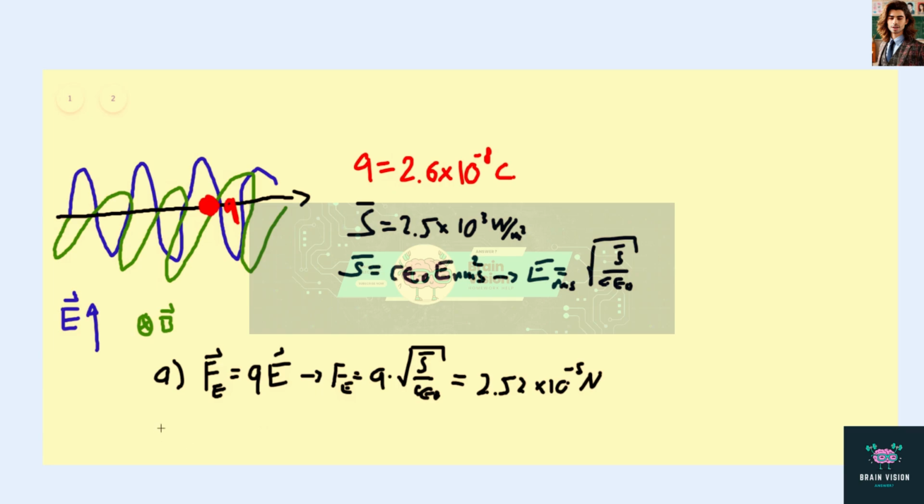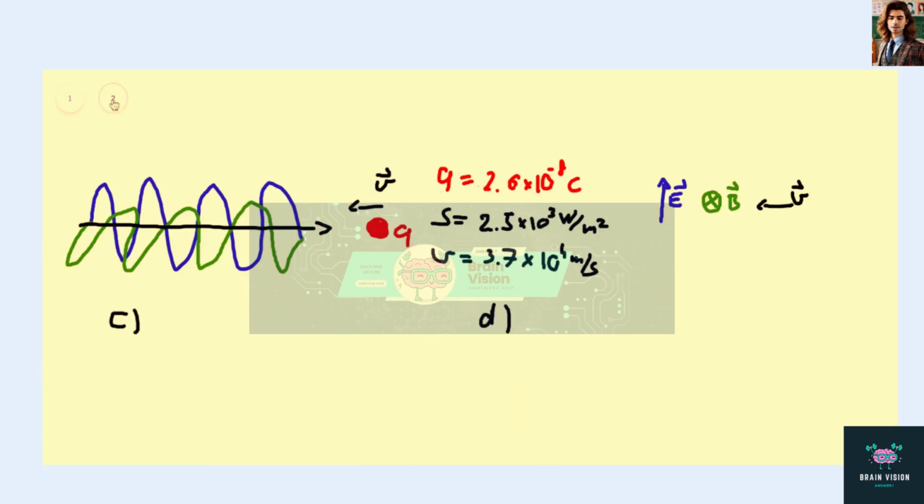newtons. We're also asked to find what the magnetic force is on the particle, F_B. F_B is given by Q, the charge, times the velocity of the particle cross-producted with the magnetic field, B. But since the particle in this part has no velocity, this is 0 newtons. So this is the solution to part A, this is the solution to part B, and now we're going to add the velocity to the particle.